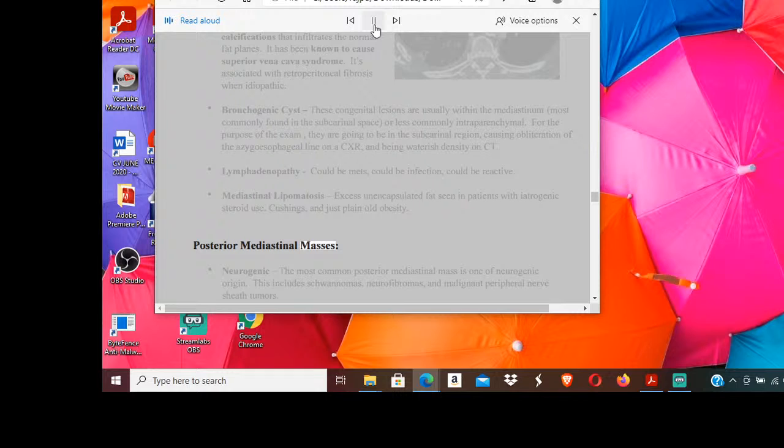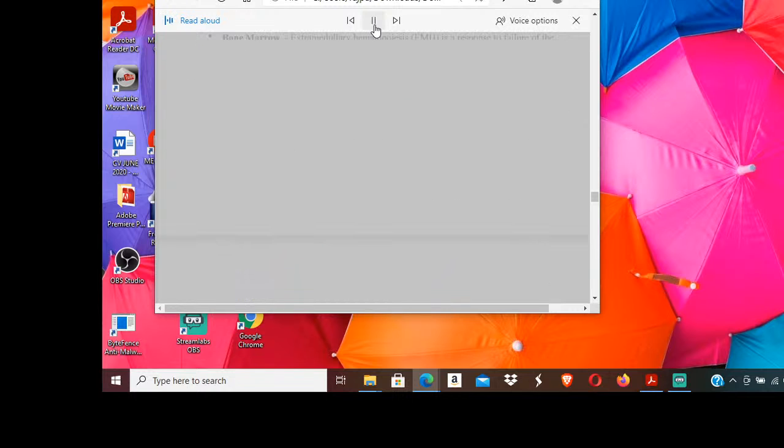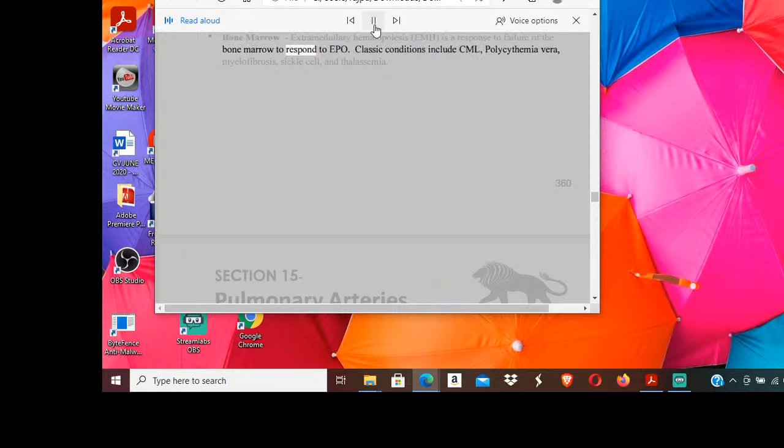Posterior mediastinal masses. Neurogenic, the most common posterior mediastinal mass is one of neurogenic origin. This includes schwannomas, neurofibroma, and malignant peripheral nerve sheath tumors. Bone marrow, extramedullary hematopoiesis, EMH, is a response to failure of the bone marrow to respond to EPO. Classic conditions include CML, polycythemia vera, myelofibrosis, sickle cell, and thalassemia.